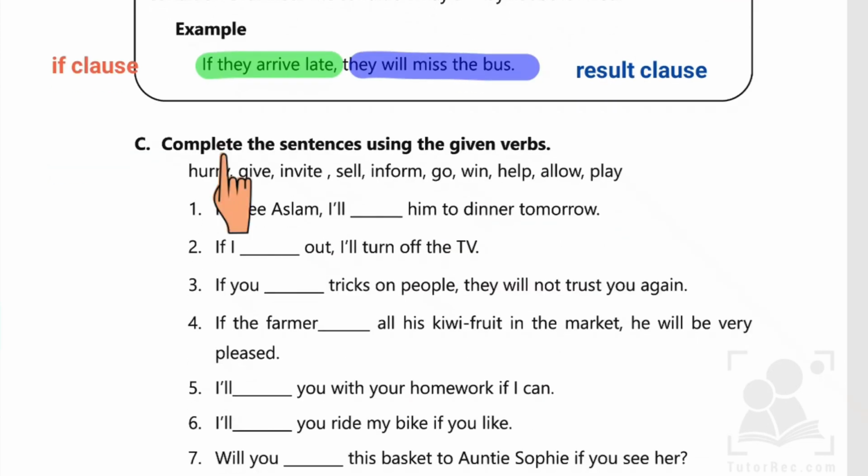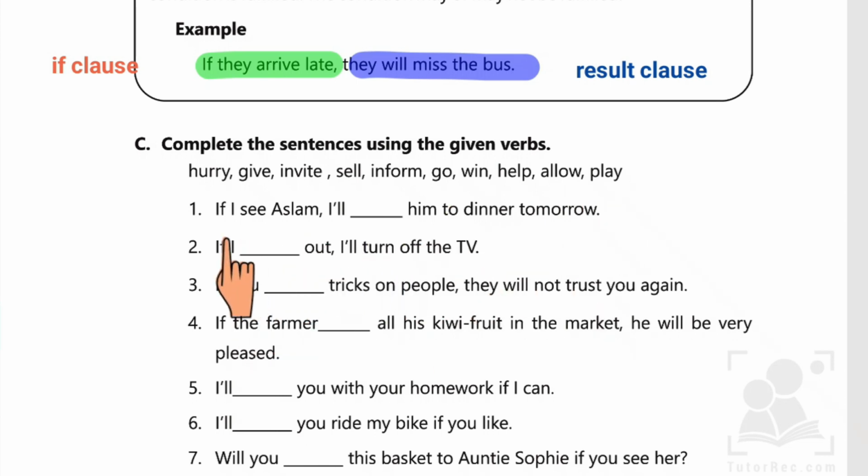Now we have an exercise based on the same concept. It says complete the sentences using the given verbs. This is conditional 1, so we are going to use the first form of the verb in the if clause, and the future in the result clause, because the result comes in the future. We have been given these words: hurry, give, invite, sell, inform, go, win, help, allow, and play. We have to use them accordingly.